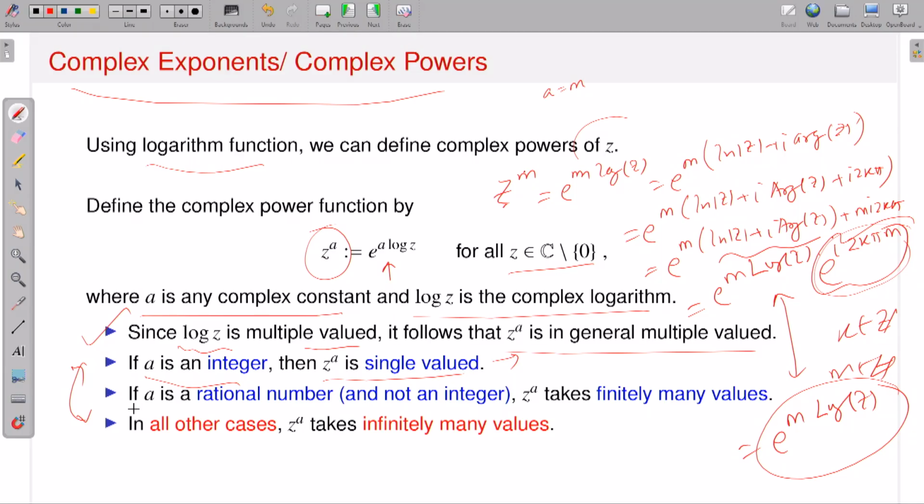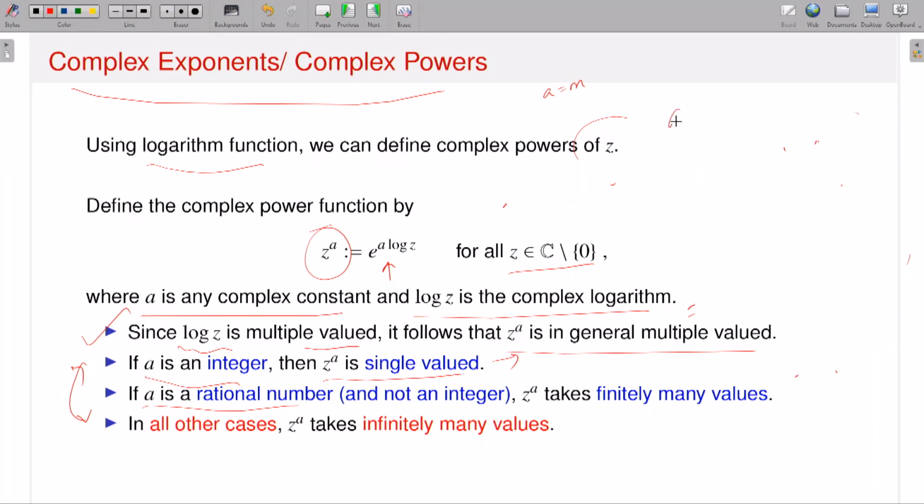What about a being a rational number? There also you can guess it. It will have finitely many values. Why? Because, take a equal to p by q. That means z to the power p by q, right? What is that? This should be e to the power p by q, then you have capital Log of z, right?